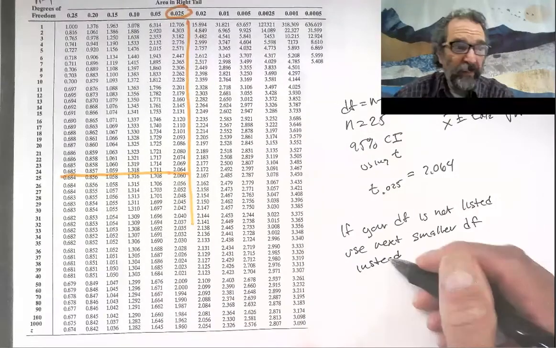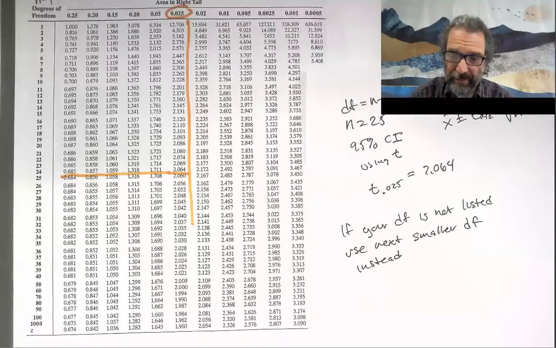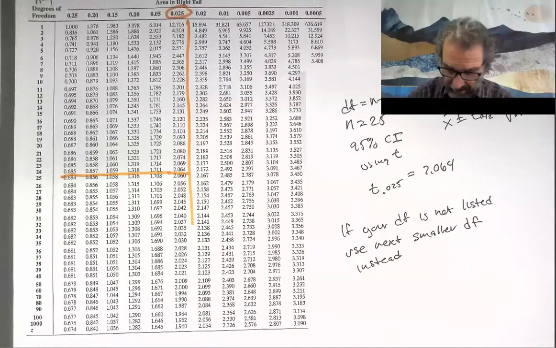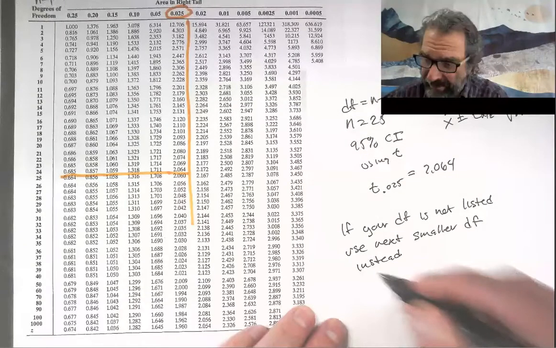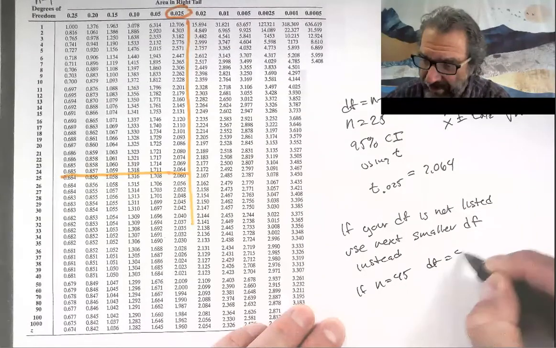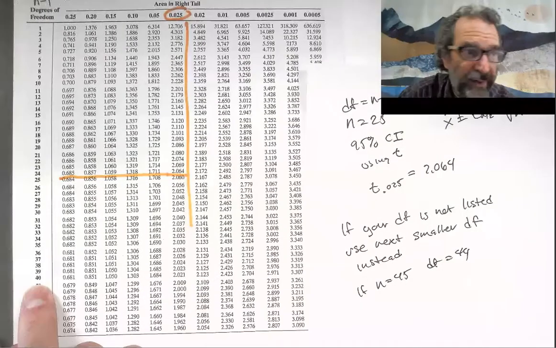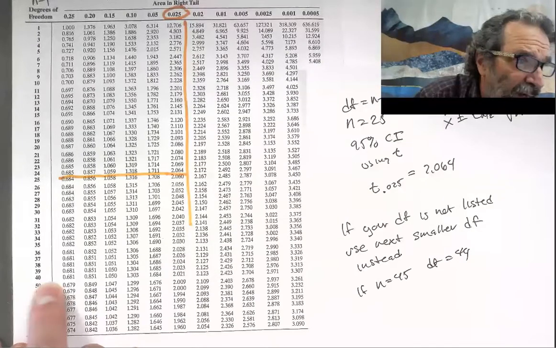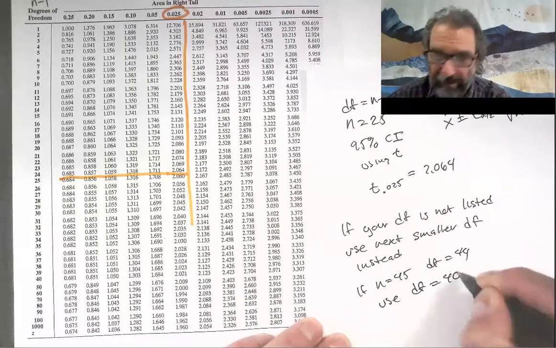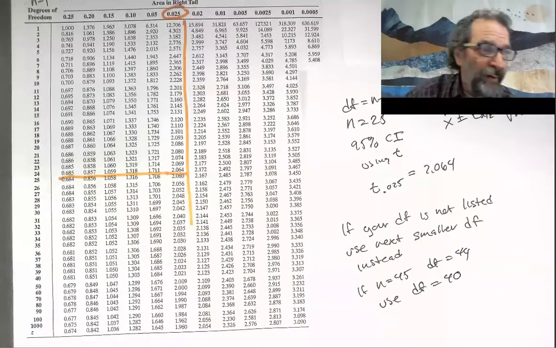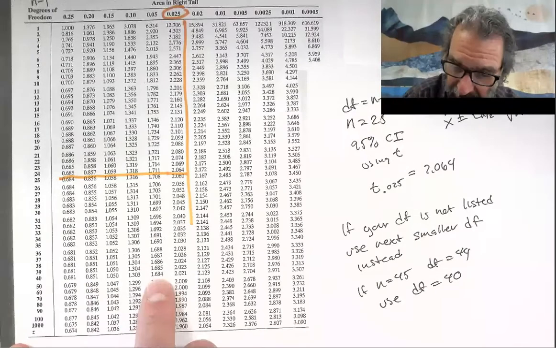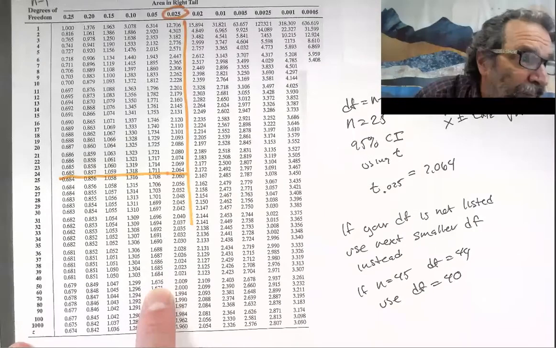So if your sample size n was 45, degrees of freedom would be 44. I'm looking here, I don't see 44. I'm going to have to use 40. Use degrees of freedom equal to 40. Now, you don't do a lot of damage because between 40 and 50, not a whole lot is happening.